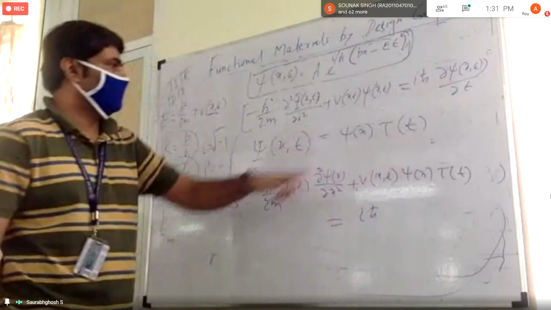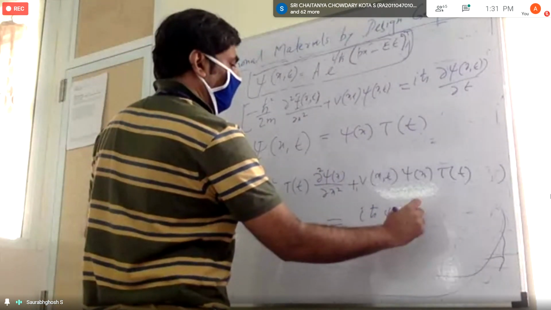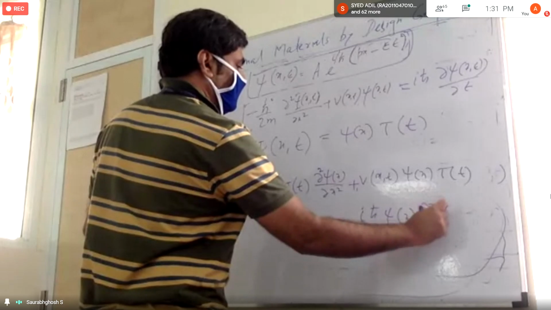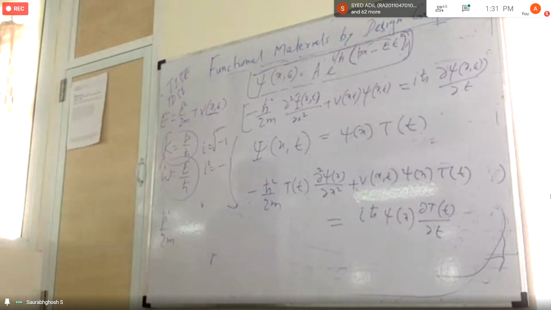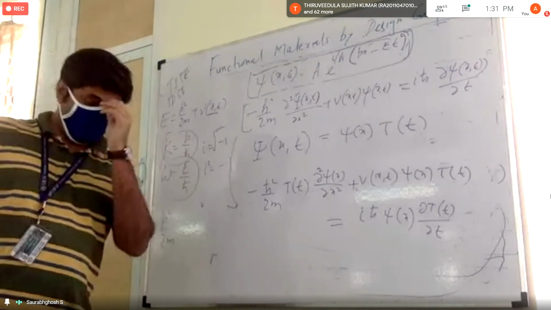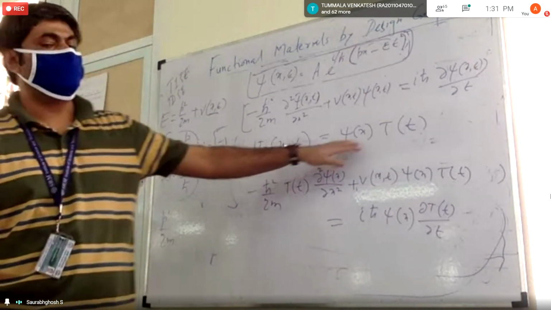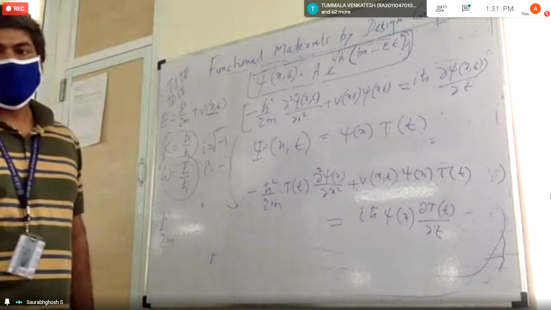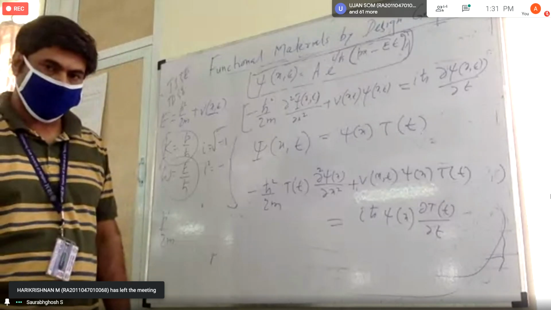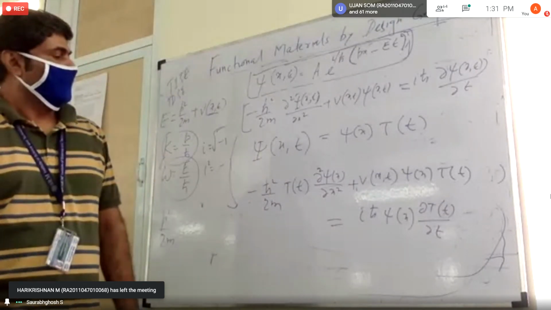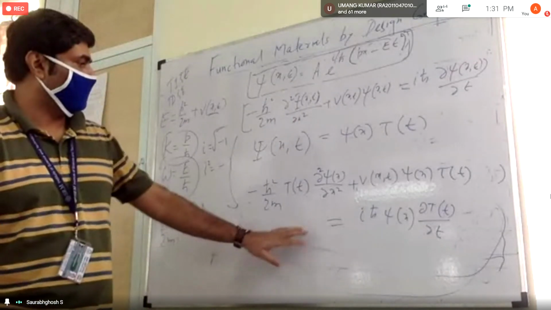So this is also a separation of variables. So psi of x comes out here, and what remains is you have to differentiate the capital T with respect to small t. Right. So I am just saying that this function is a product of two functions, and the product of two functions I am imposing here. Okay. That's it.